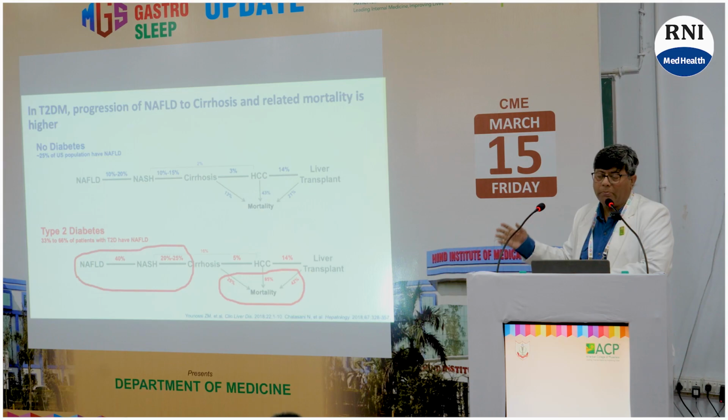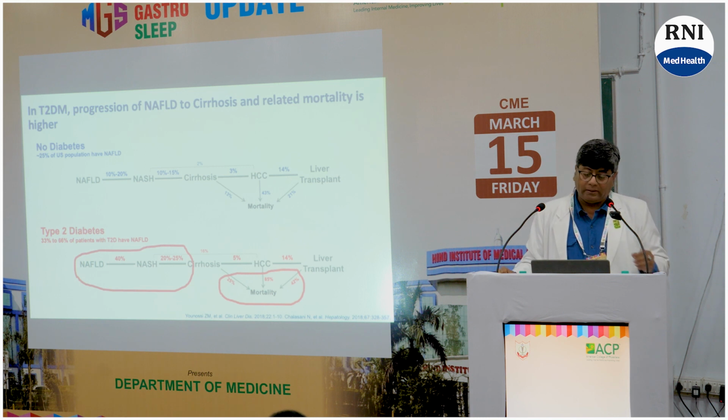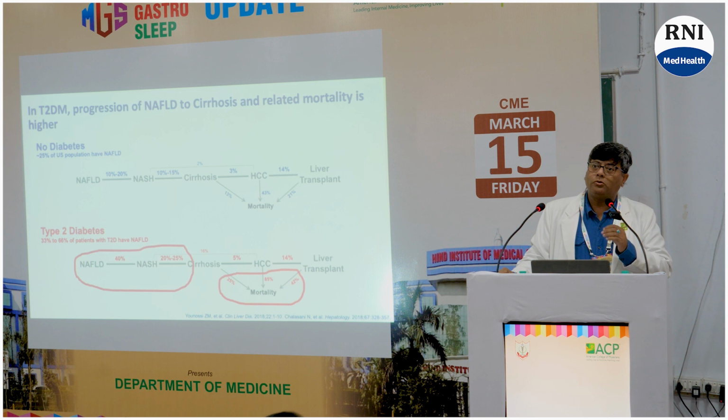Out of those who do not have type 2 diabetes, 10 to 20% convert into NASH, meaning the inflammatory condition. Out of those who convert into NASH, 10 to 15% get converted into cirrhosis, and 3% of them develop hepatocellular carcinoma, and 13% of them die. Of those who develop hepatocellular carcinoma, 43% die. About 14% get a liver transplantation, and 21% of those who get the liver transplant die.